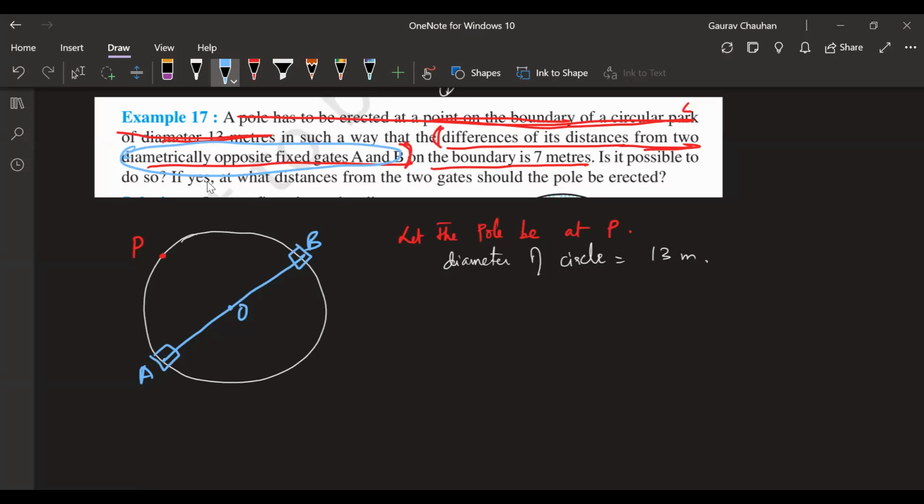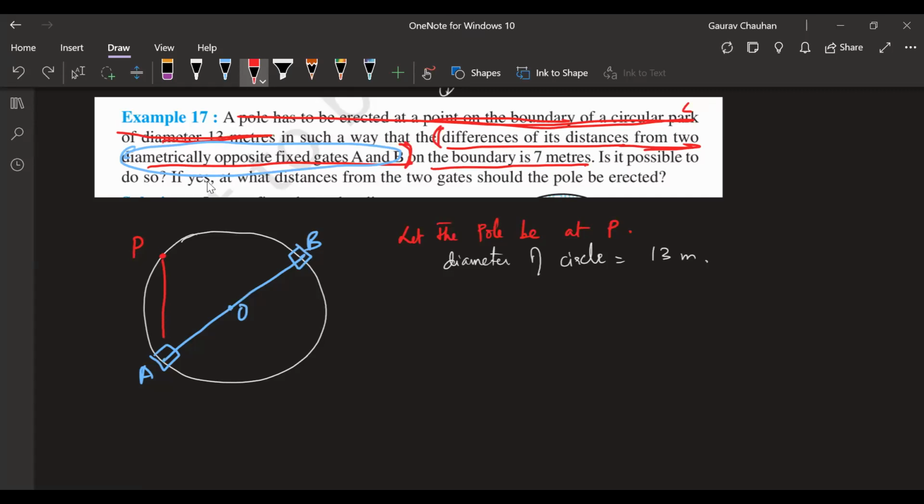Now in this blue part, apart from this, it is saying distances of its distances. Whose distances? The pole's distances. See, the subject of this whole statement is still the pole only. This one sentence is not yet over. The pole has to be erected in such a way that the differences of its distances, the pole's distances, which means this pole's distance, this will be one distance.